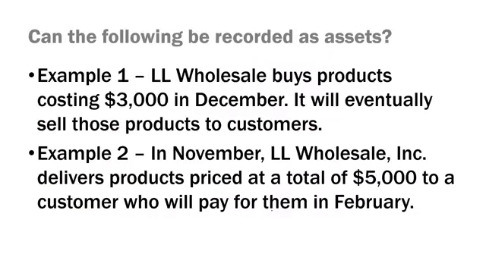Second example. In November, the same company delivers products priced at a total of $5,000 to a customer who will pay for them later in February. Can this be recorded as an asset? Yes, this can be recorded as an asset. It's something owned or controlled by the company as a result of a past exchange or transaction. What is owned or controlled by the company in this situation? The right to collect $5,000 from the customer. It will provide future economic benefit because it will eventually turn into cash.